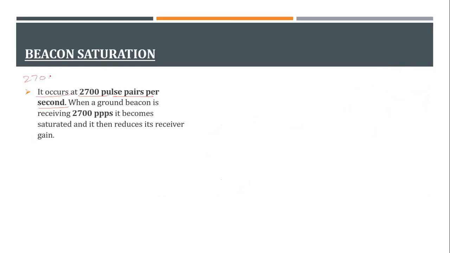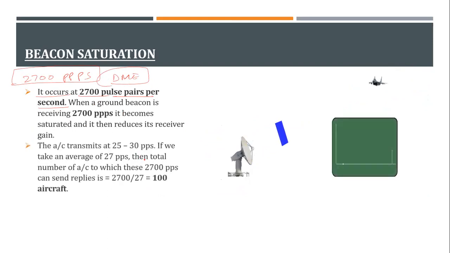Okay. 2700 pulse pairs per second is what? It's the saturation of the beacon or the DME. This is the highest limit it can reach. So we just realized that the aircraft is sending out the signals at this, right?